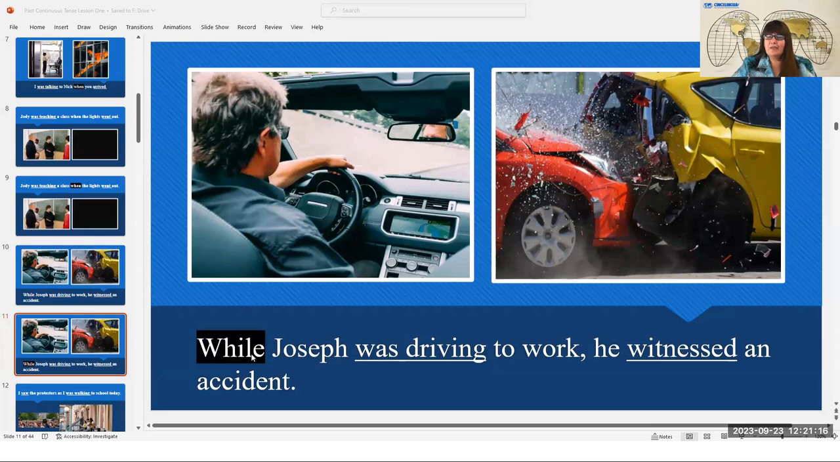You will notice that when is usually used in the middle of the sentence. I was doing this when something else happened. For while and as, we can have it at the beginning of the sentence. We can also have it in the middle, okay?